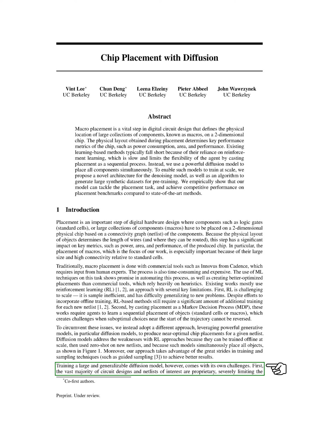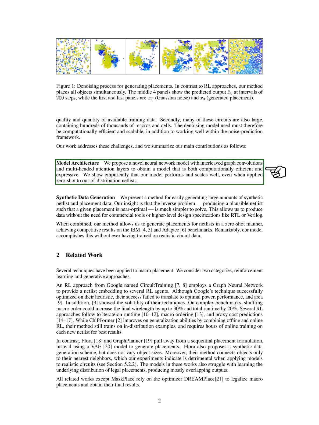Developing a robust and scalable diffusion model poses its own challenges, such as the limited availability of training data due to the proprietary nature of circuit designs and the large size of circuits with numerous macros and cells. Our proposed neural network model combines graph convolutions and attention layers to be both efficient and effective. We demonstrate through experiments that our model performs well even when applied to new netlists without prior training.